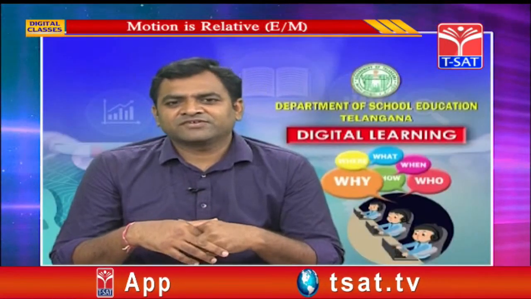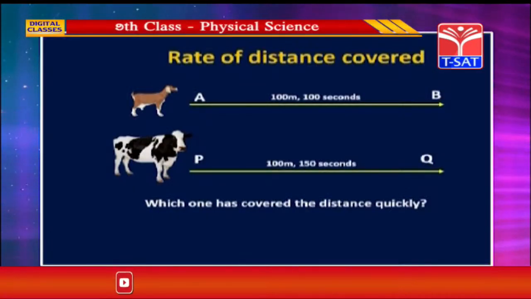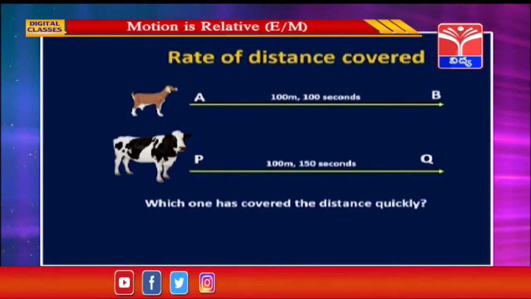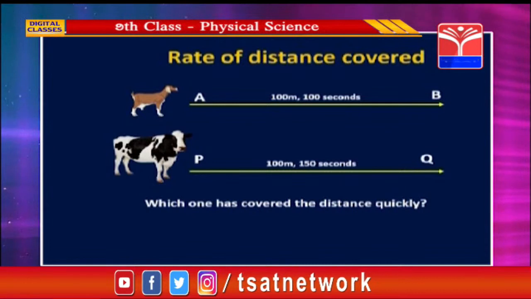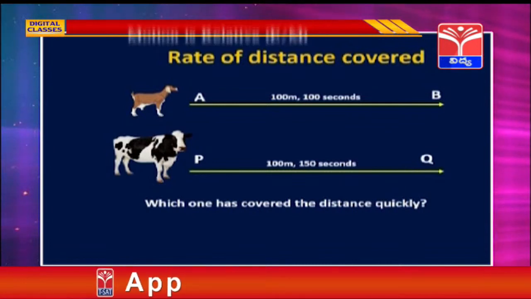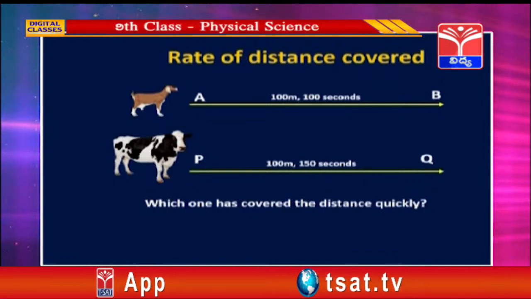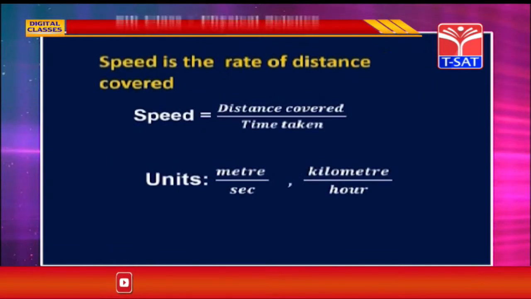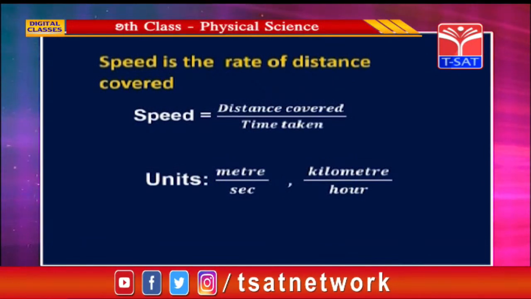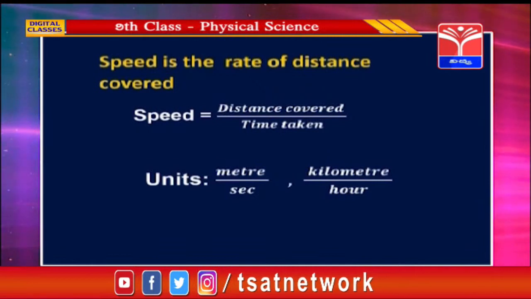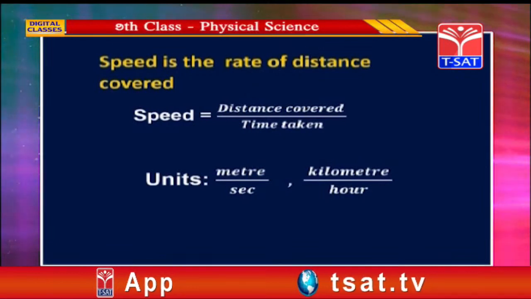In our experiment, we found that goat has taken 100 seconds, whereas cow has taken 150 seconds. Now if we look at these two, cow has taken more time to travel the same distance. So we can say goat has covered the distance quickly, or goat has traveled with a greater speed. So speed is the rate of distance covered. So we can calculate speed by using the formula distance covered by time taken. The units are meter per second or kilometer per hour.